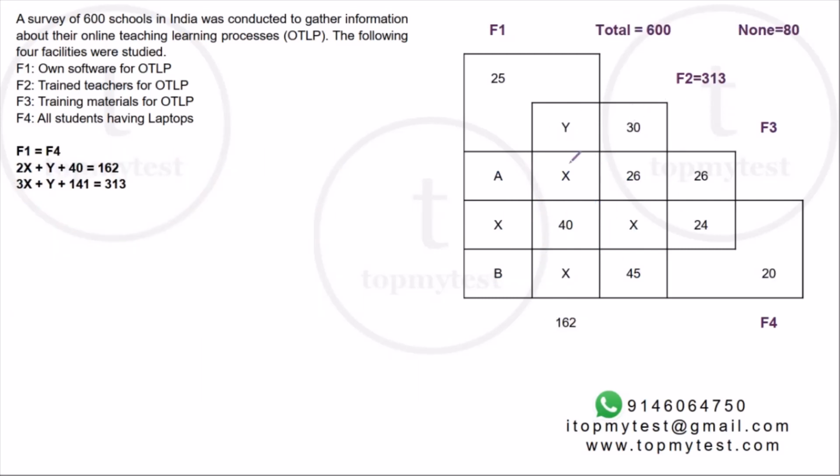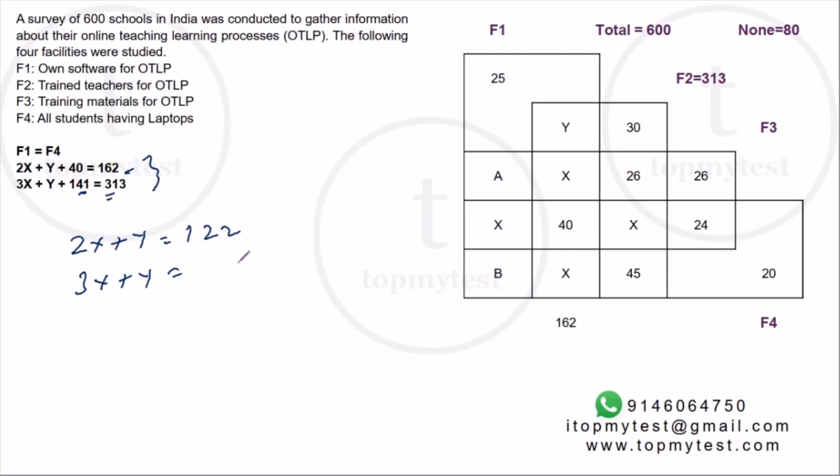So I have added the first part. The intersection is 162 and everything under F2 is 313. So if I add these values up, 70 plus 45 is 115 plus 26 is 141. So 3x plus y plus 141 is 313. Now if you resolve this, you should get a relation between x and y. So you'll get 2x plus y equals 122 and 3x plus y equals 313 minus 141.